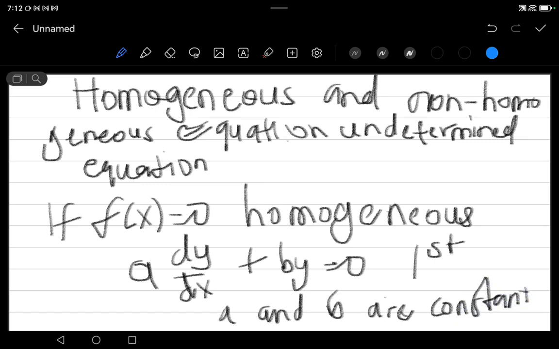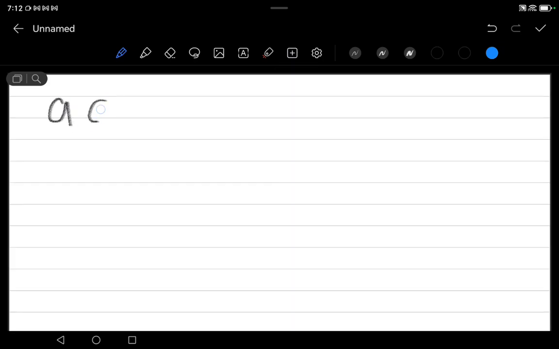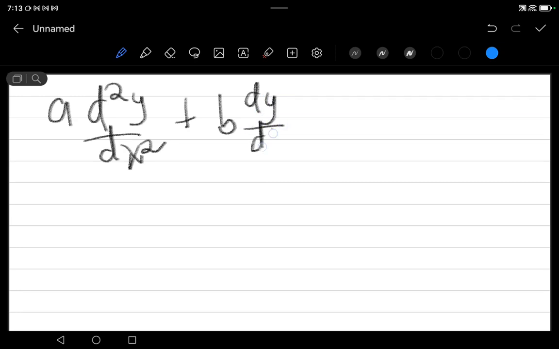And then the second order is going to be a d squared y over dx squared plus b dy over dx plus cy equals 0. So this is second order.